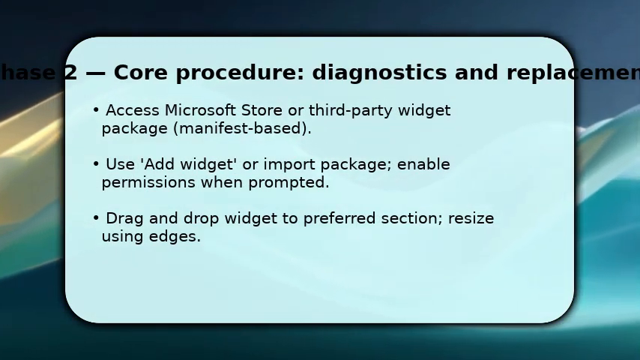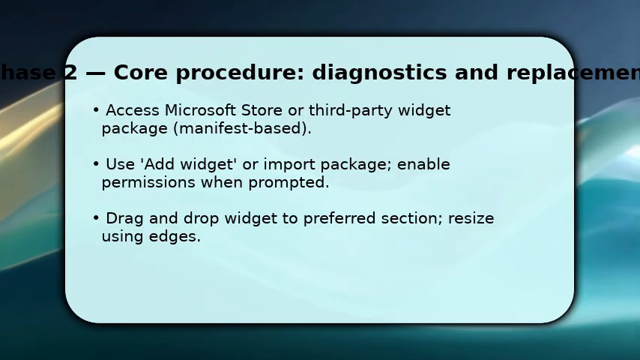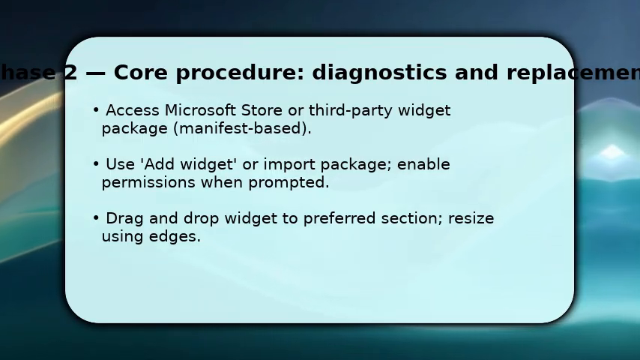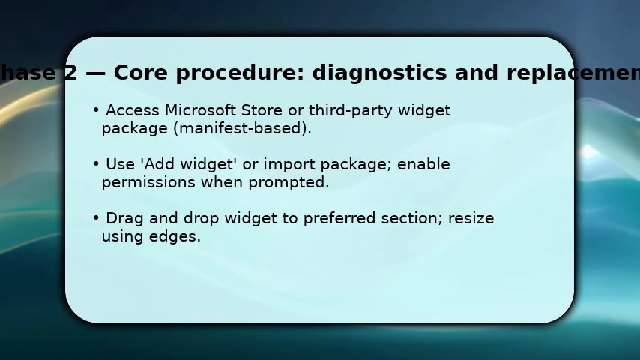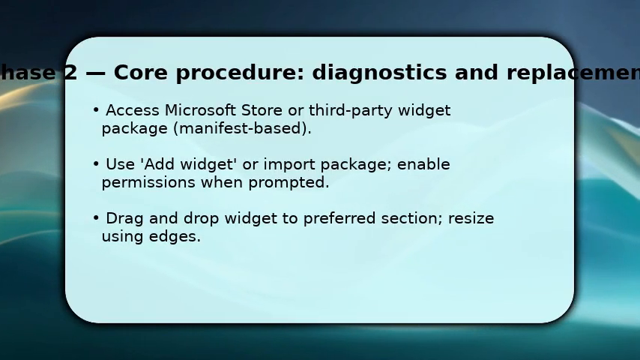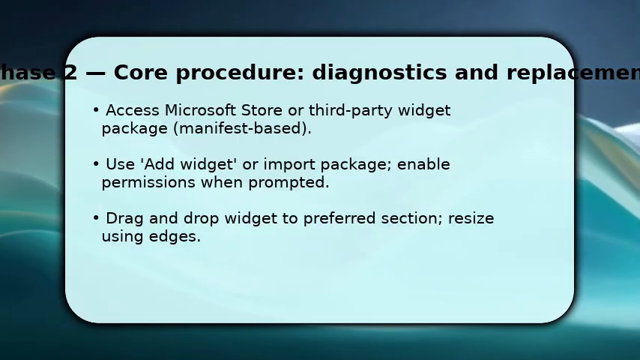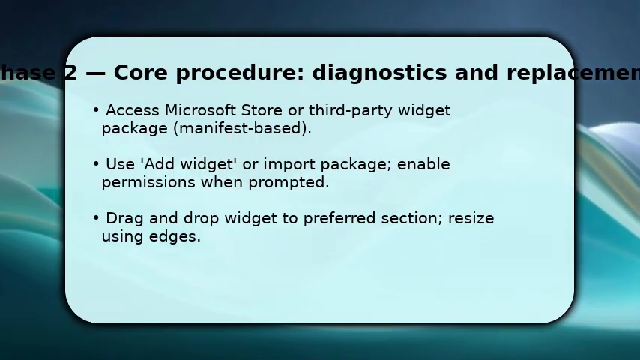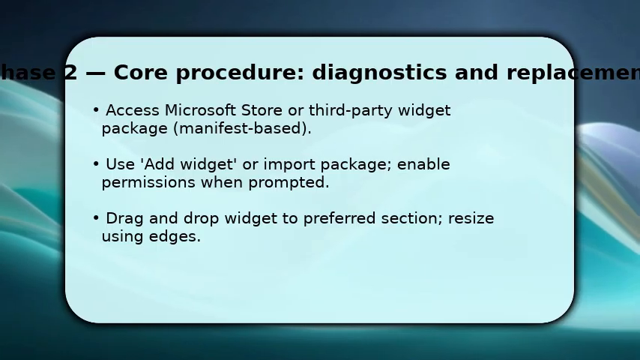Now you'll install and add the custom widget itself. Open Microsoft Store or your trusted source for a manifest-based widget package. If you have a local package, choose Import. Click Add Widget or Install, and when permissions appear, allow access to the data the widget needs. This is why permissions matter.